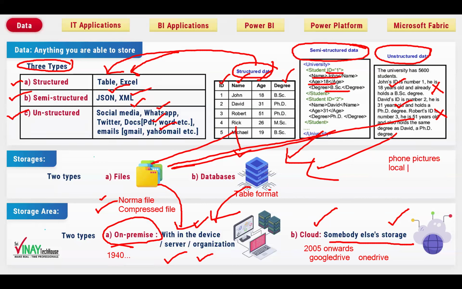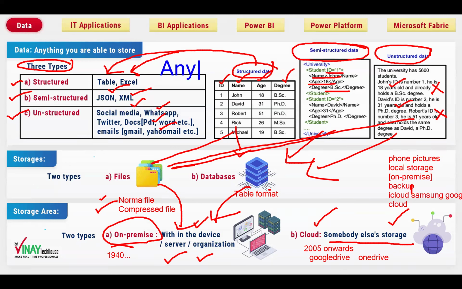Local storage. This is called on-premise. And after that backup, you will take iCloud backup, Samsung backup, Google Drive backup. This is the cloud. So whether you're a technical resource or non-technical resource, you keep your data in the on-premises as well as cloud. This is called the any type feature.